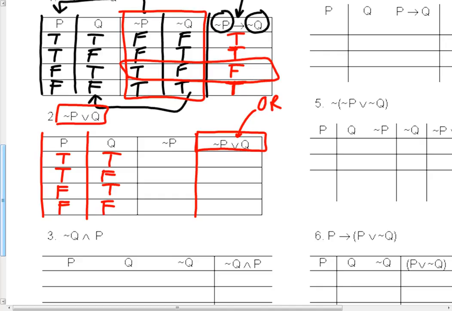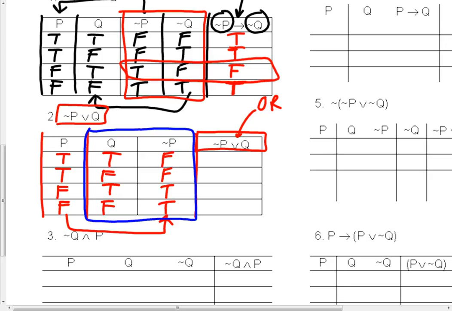Or. Is or picky? No. So after I figure out the opposite of that column, does order make a difference, like it did with the conditional? No. So I can just look at these two columns here and here. Do any of those result in false? Just this one. That's the exception for an OR. Only a false will give you a false. Anything that's got a T or a true truth value in it will end up to be true. I'm getting the hang of this.